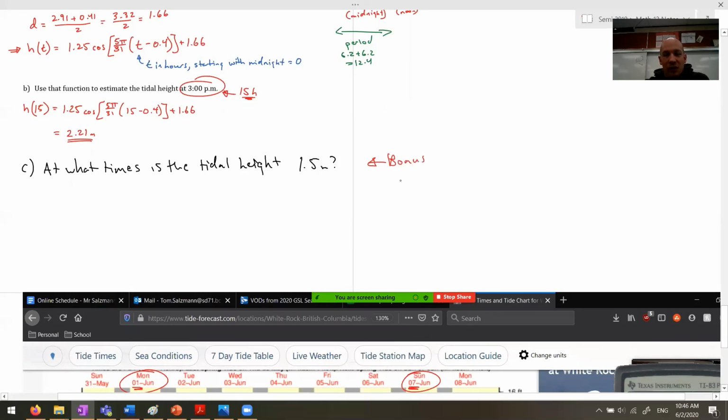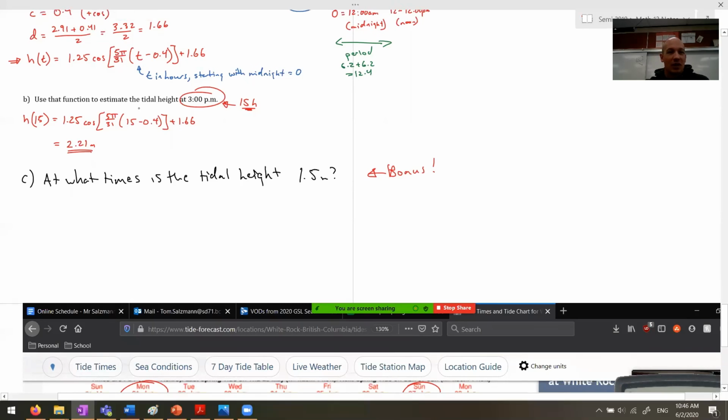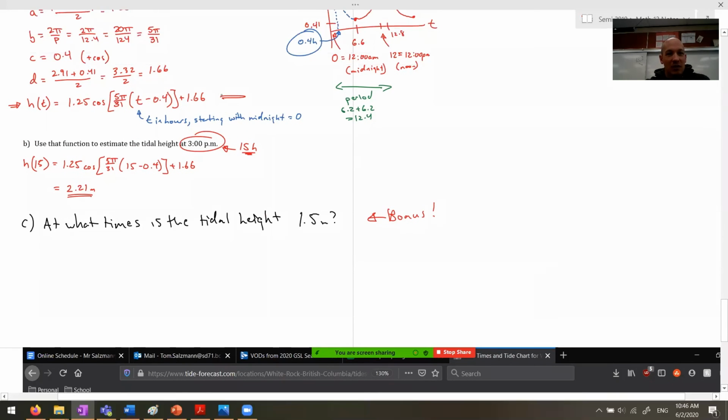I won't give you the answer for this, but I'll leave it as something to think about. This would be a good question, hint, hint, wink, wink, if I was to ask you a question on, let's say, some sort of assessment for sine functions. And if you're looking for what the actual answers are, you can always go to Desmos. You can type this function up here into Desmos and figure out when the tidal height is 1.5. But I'll leave it there.